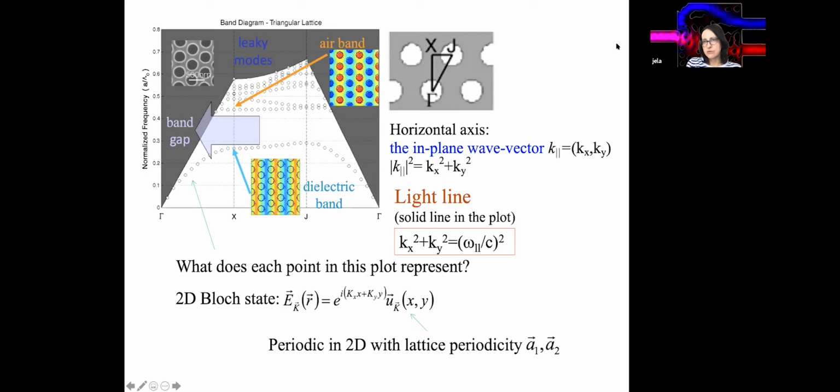If I asked you, for example, to plot the electric field distribution that you guess for the J point of the band diagram, how do you think that would look like? Any thoughts? J point, right? So this point here, what would you see? Here, actually, no, I'm not asking about degeneracy. I'm just asking how the dielectric and air band modes would look like, right?